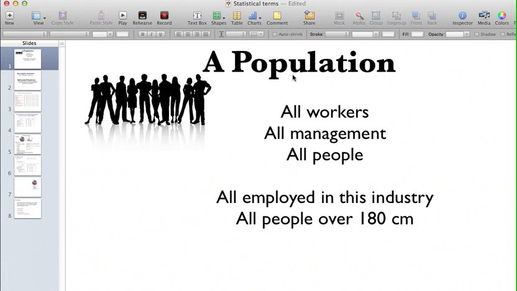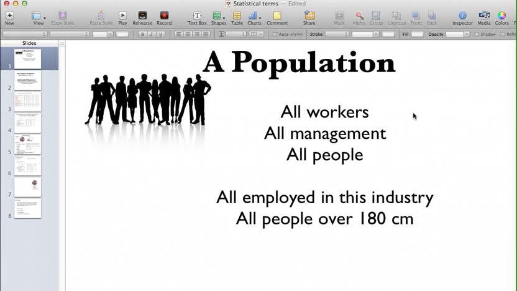But anyway, each time you set a population, you've got parameters there which exclude some people and include others, or things. Could be things as well, of course. Could be all those people employed in this particular industry, or it could be, and this is a much more likely one for you, I think, all people employed by your organisation that you're going to be collecting data on.